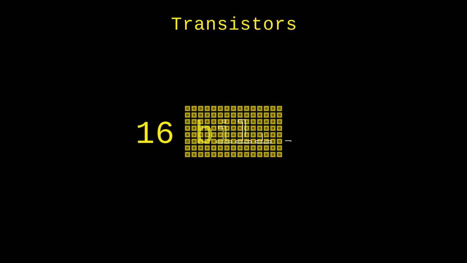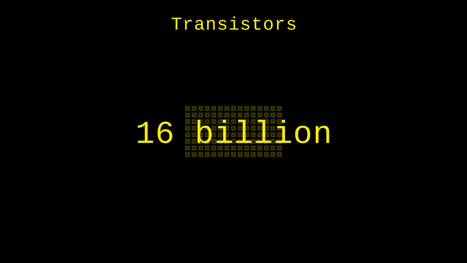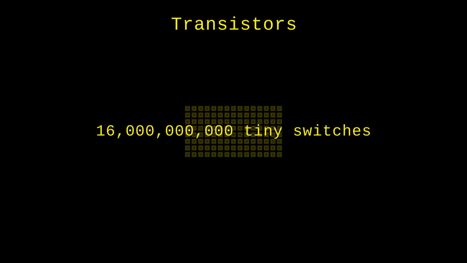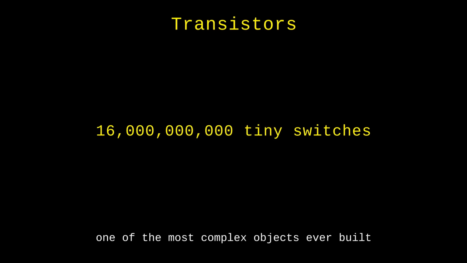And your iPhone has around 16 billion of them. 16 billion. Tiny switches. Each one either on or off. All of them working together. That little chip in your phone is one of the most complex objects ever built by humans. And its entire job is to flip tiny switches on and off, very fast.